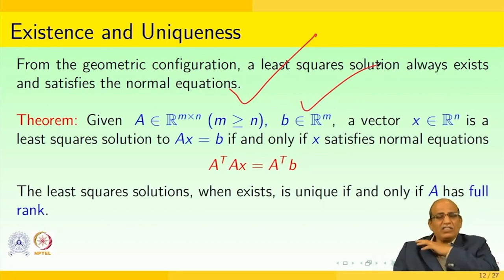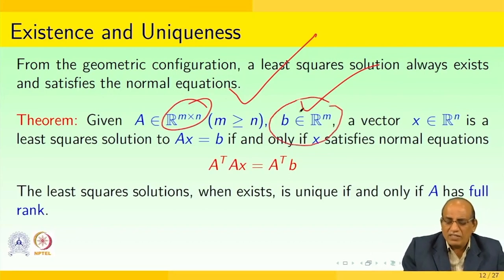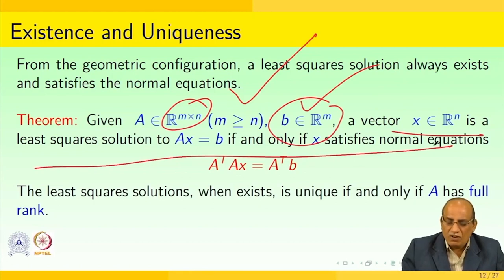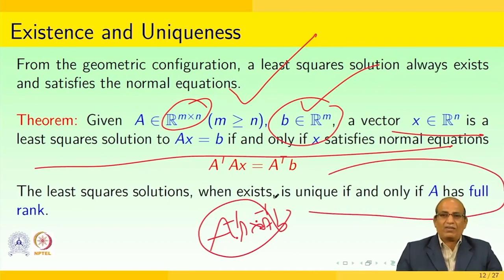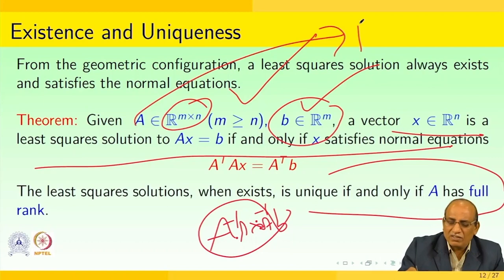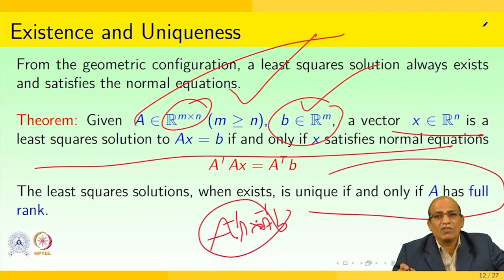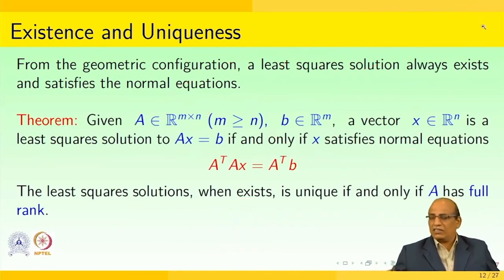And with this concept, let us prove a theorem. Given A is an m by n matrix and b is in R^m, a vector x in R^n is called a least square solution of Ax equal to b if and only if it satisfies the system A transpose A x is equal to A transpose b. That is, the least square solution is unique if and only if A has full rank. That means the least square solution exists and is unique if and only if A has full rank. So, if the matrix A is full rank, we are able to find a unique solution for this case.